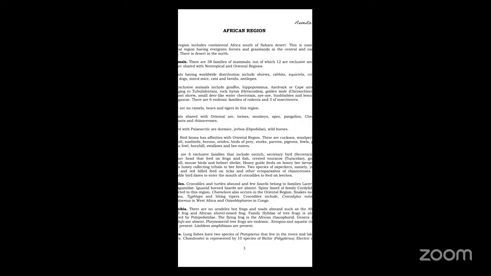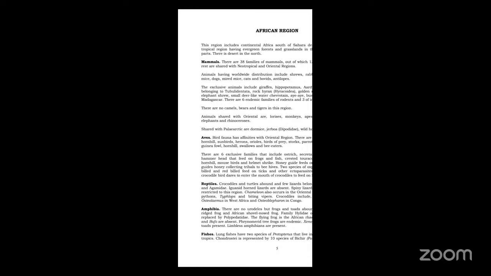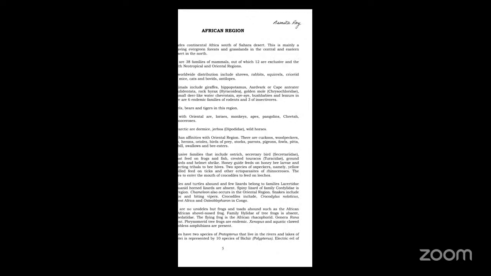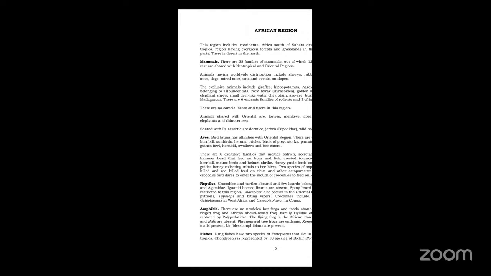So this is about this. But there are no camels, bears, and tigers in this particular region. So you don't find any camels, bears, as well as tigers here. The animals that are shared with the Oriental region include lorises, monkeys, apes, pangolins, cheetah, elephants, as well as the rhinoceros. So this is about the mammals.